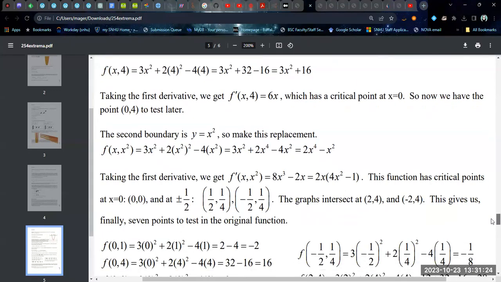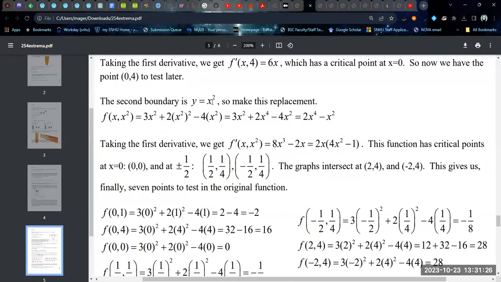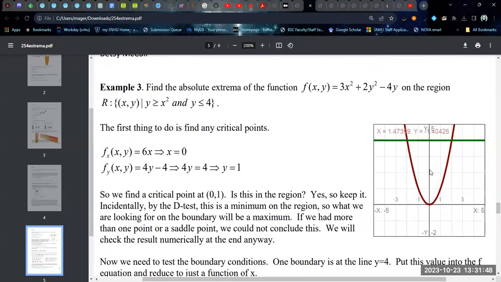The second boundary we had was y equals x squared. And so we're going to replace y with x squared, turn this into a one variable equation. And when we do all of that simplifying with the algebra, we end up with 2x to the 4th minus x squared. Now, we're going to take the derivative of that, and we're going to find out any critical points that are on this curve.